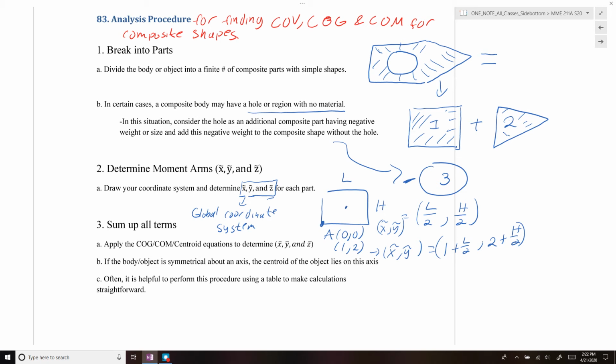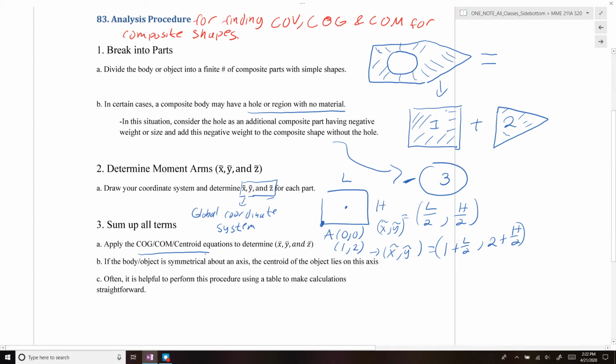Alright, so you will apply the equations we introduced in the last video, or the last page of your handout, and you'll apply the center of gravity, center of mass, or centroid equations to determine the global centroid, or center of volume, or center of mass.